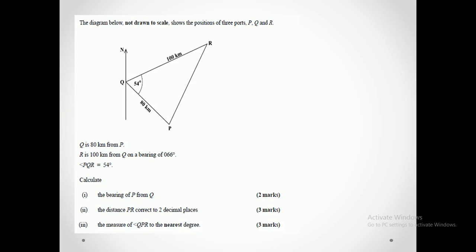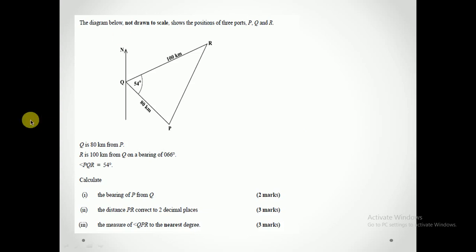So today we're going to be looking at this CXC past paper question on bearings. Now this particular question was taken from the 2014 May-June exam. So let's go straight into it.